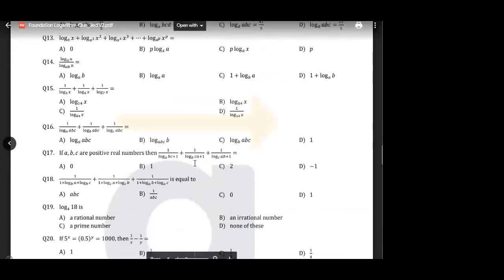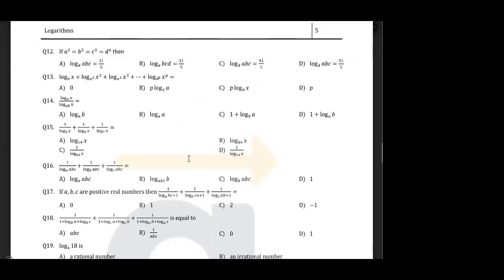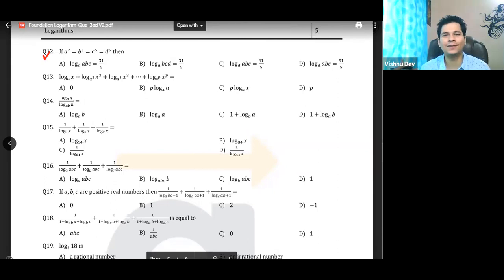Now, from here onwards, we will solve each and every question, because the questions are good. Question number 12 is not that easy. Let's solve question number 12. Think about it. Question number 11 was easy. That's why 11 was like a warm-up question for question number 12. Let us solve question number 12.